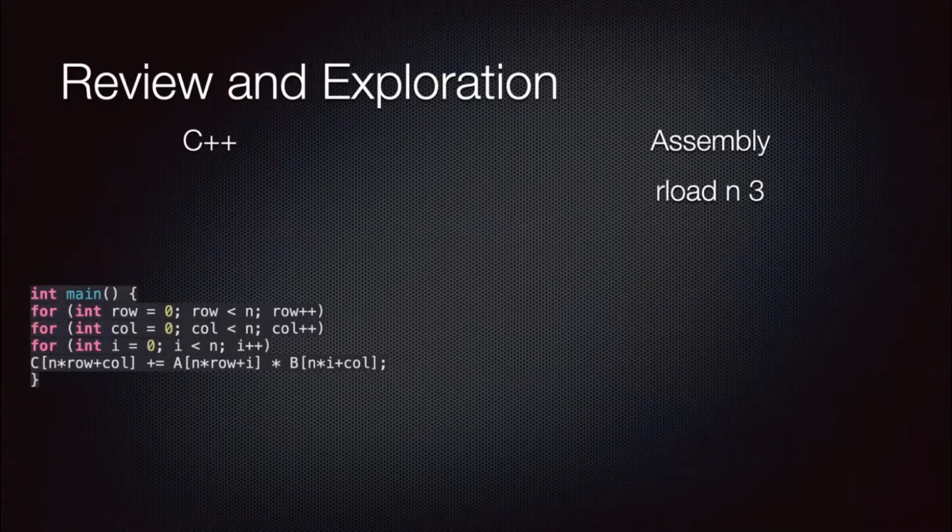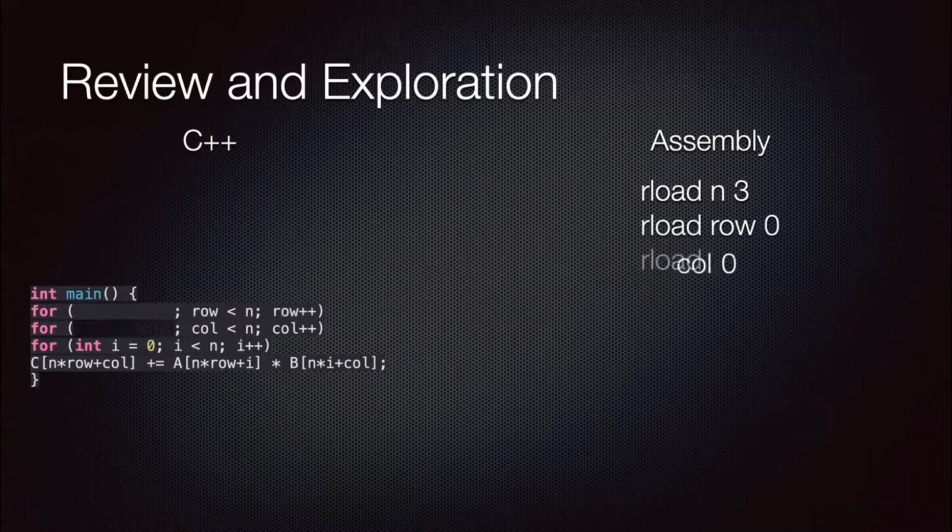Next, we'll load register N with a 3. Then we'll initialize our row count with 0. And then our register for our column count with 0. And finally, we'll initialize register I with another 0.